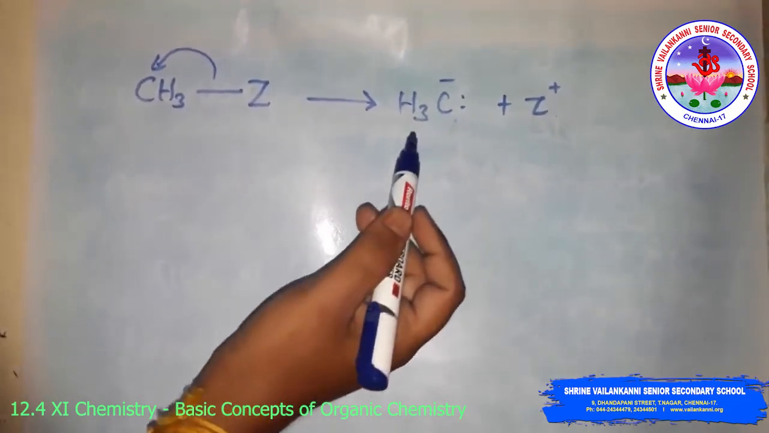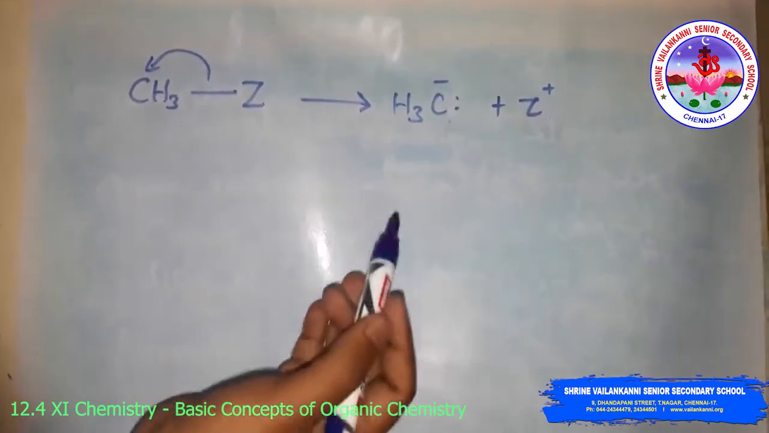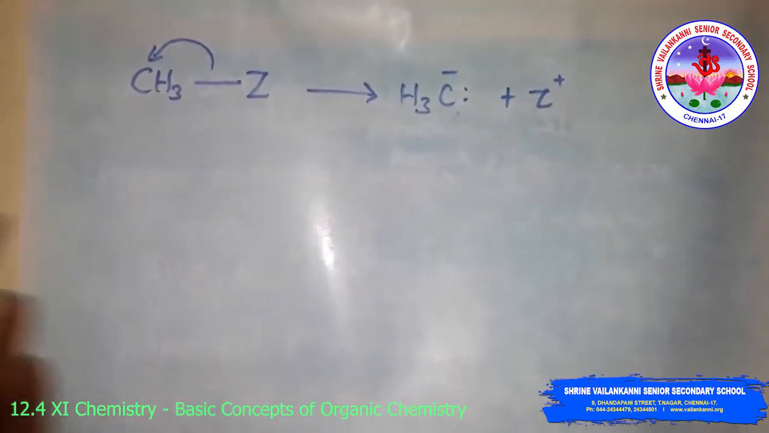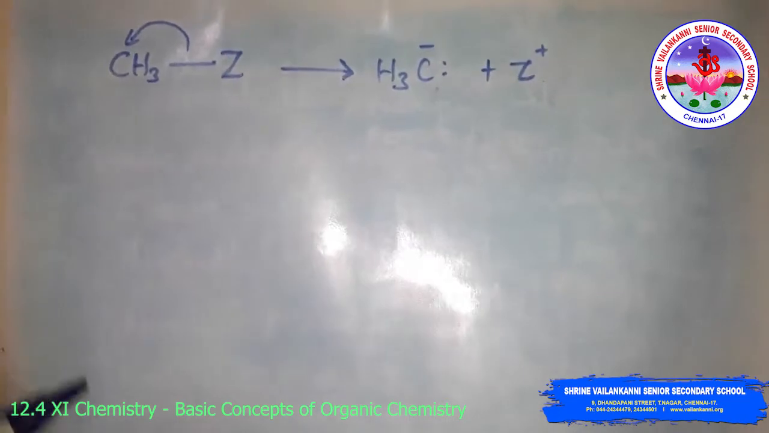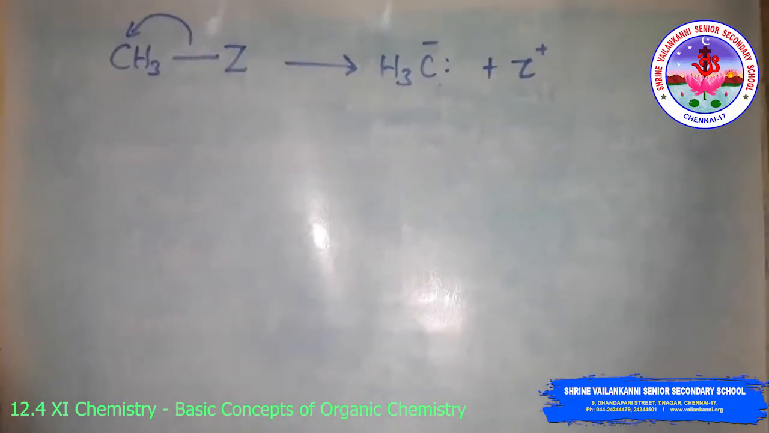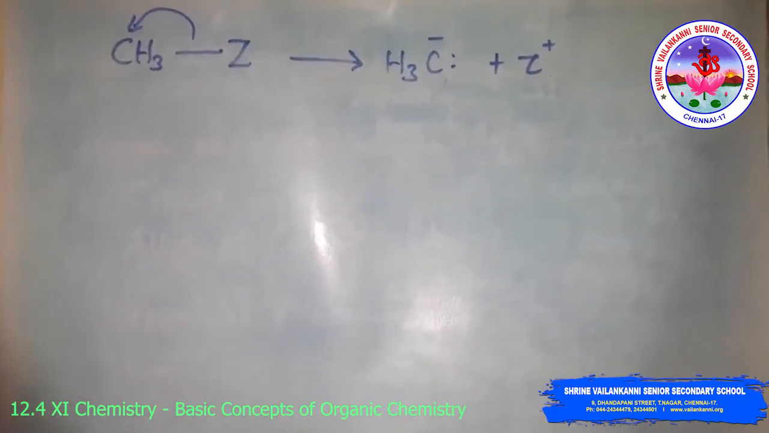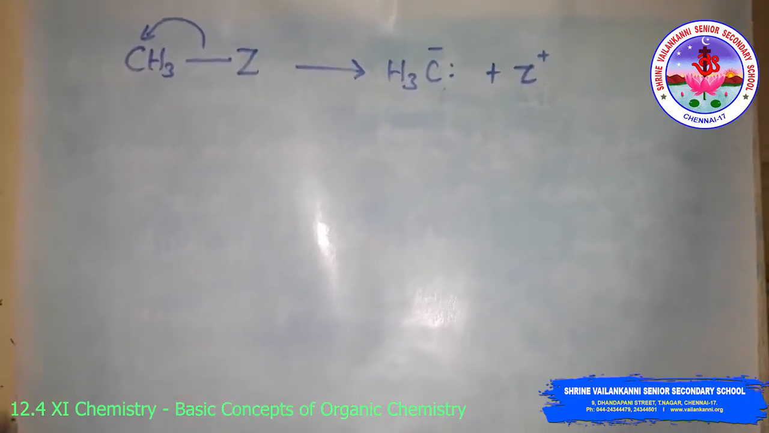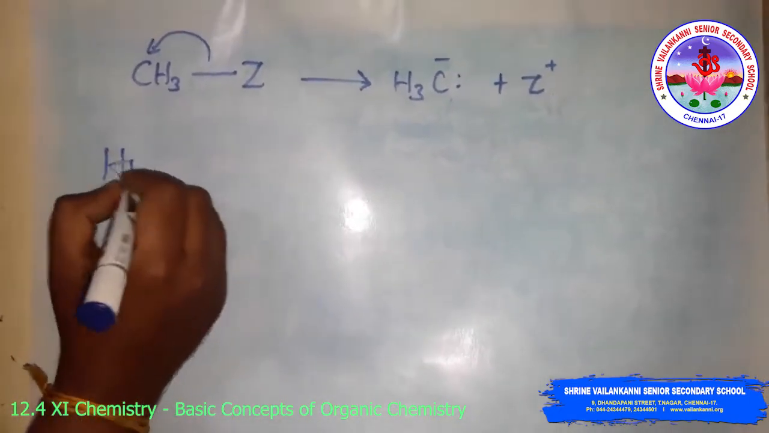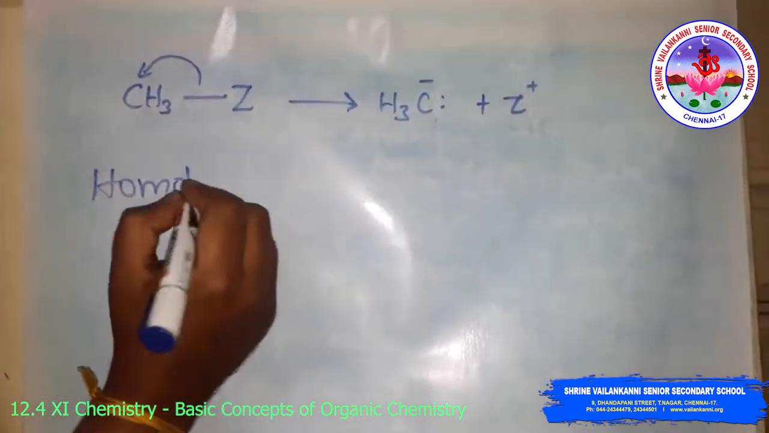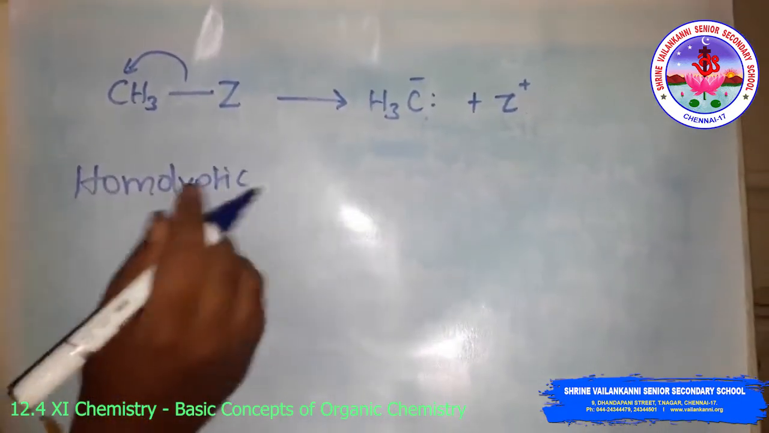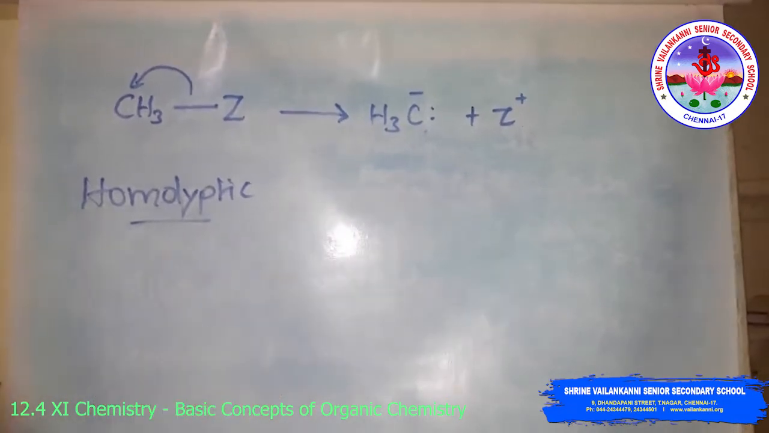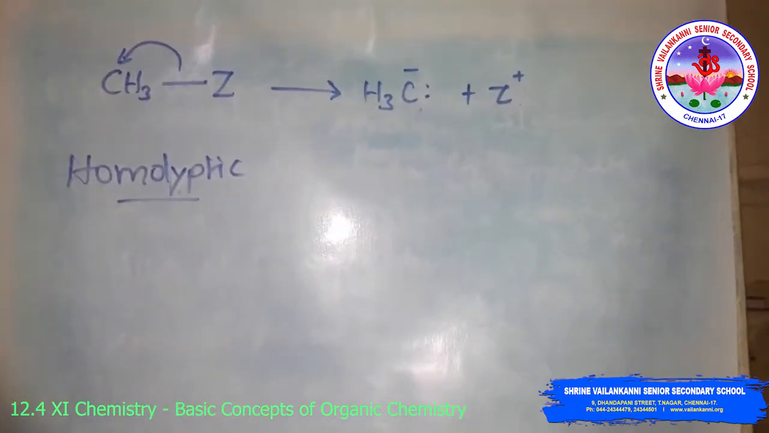So a carbanion is also an unstable and reactive species, similar to a carbocation. The organic reactions which proceed through heterolytic bond cleavage are called ionic, or heteropolar, or just polar reactions. Next is homolytic reaction, or homolytic cleavage.